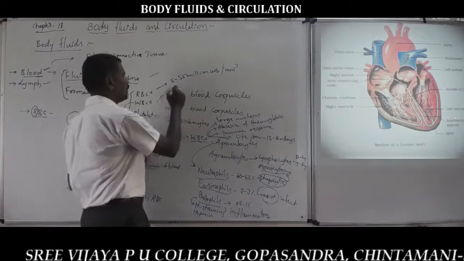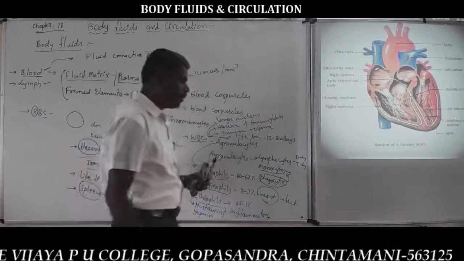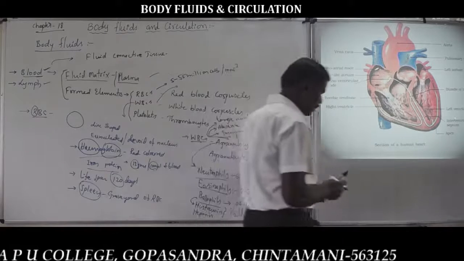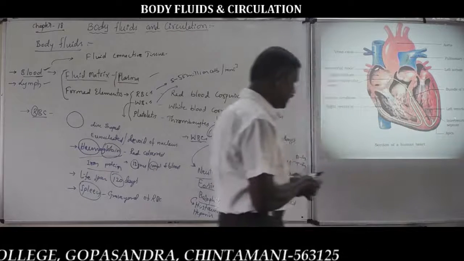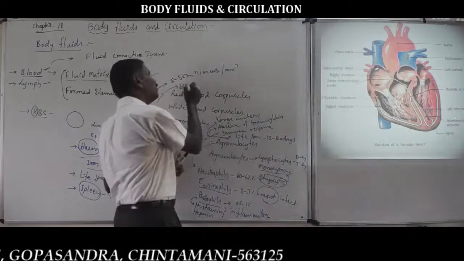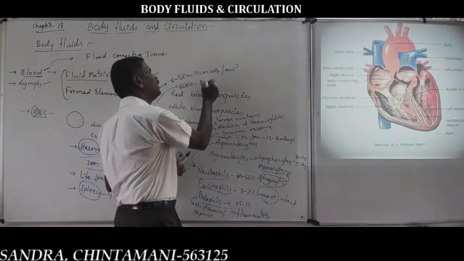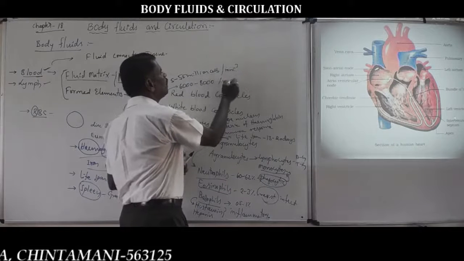So WBCs, which are present, that is nearly 6,000 to 8,000 cells per mm cube.